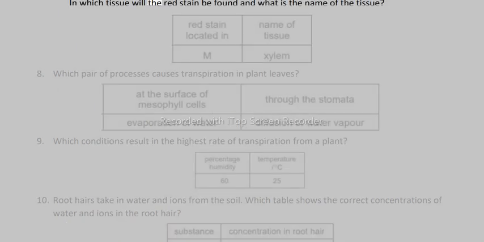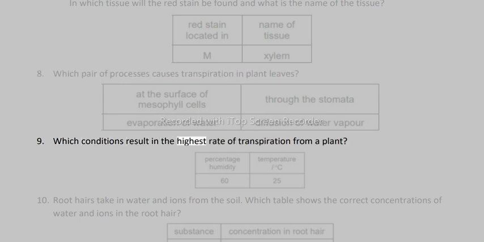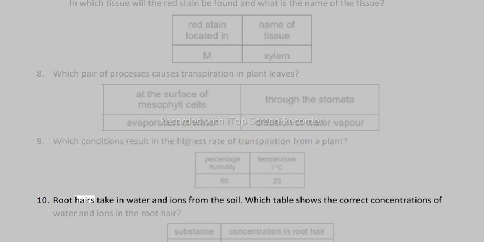In which tissue will the red stain be found and what is the name of the tissue? 8. Which pair of processes causes transpiration in plant leaves? 9. Which conditions result in the highest rate of transpiration from a plant? 10. Root hairs take in water and ions from the soil. Which table shows the correct concentrations of water and ions in the root hair?